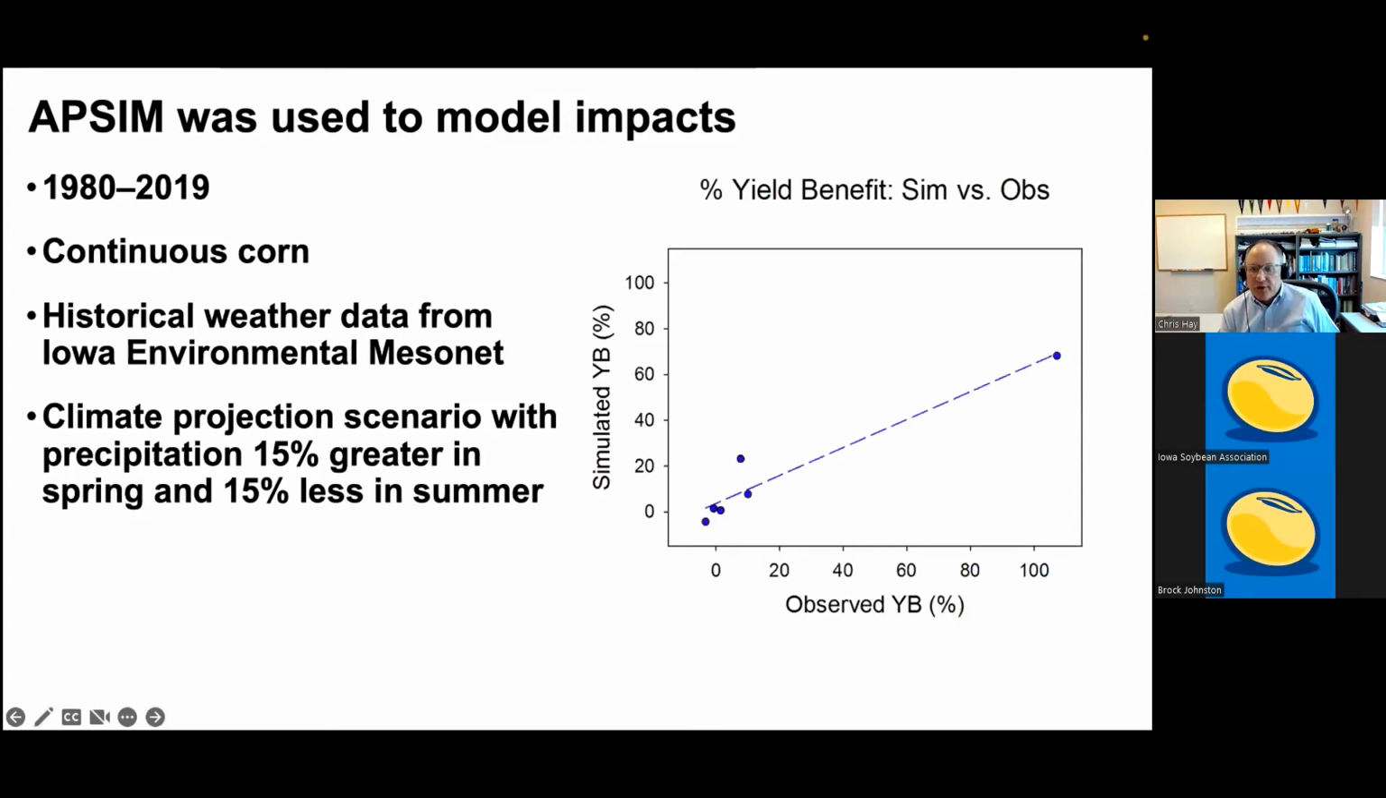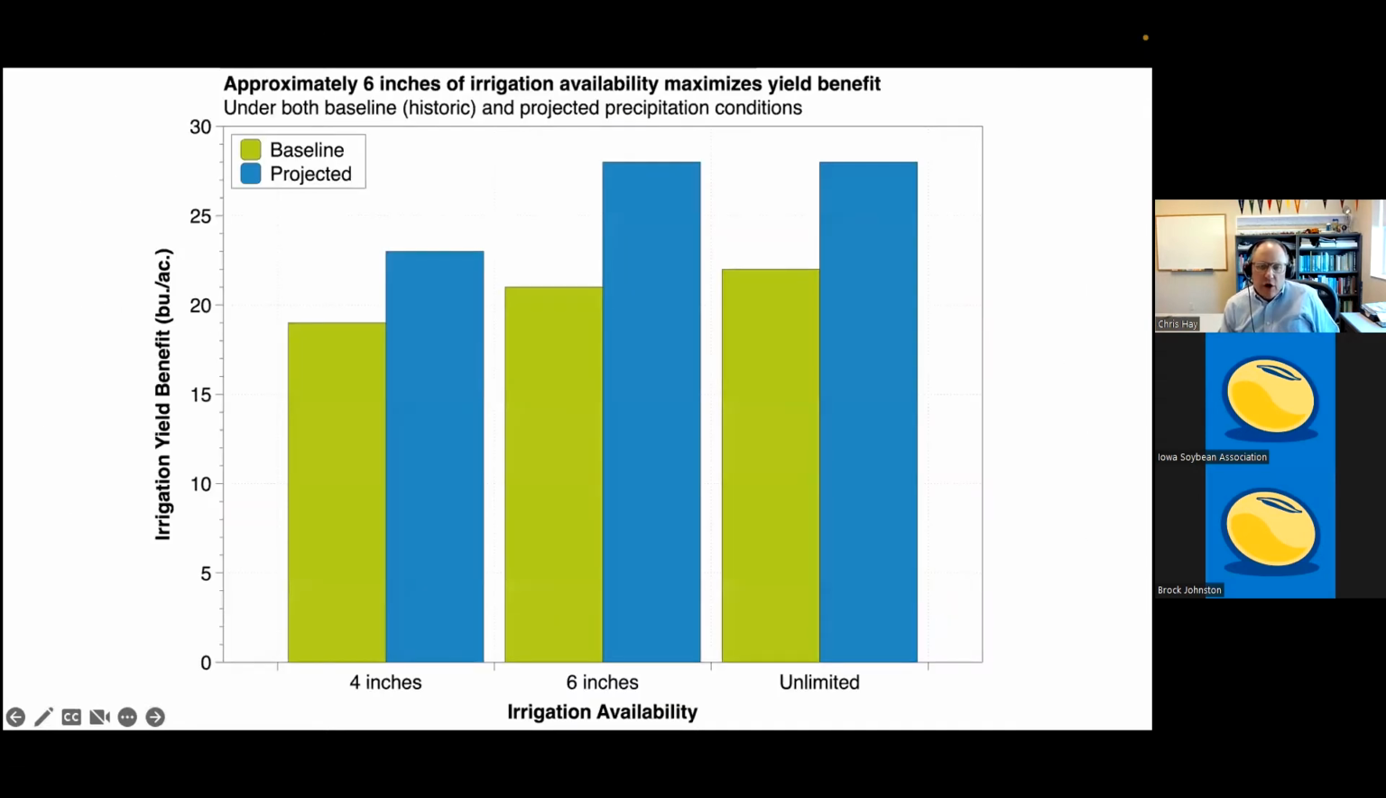And so we were able to fit that model so that the model gave us basically similar yields to what we saw in reality. And so that gave us some comfort that the model was working to give us an idea of what this might look like into the future. And so with that, we could kind of look at how much water would it take to realize the benefits of a drainage water recycling system. And so we looked at storage of 4 inches of water, 6 inches of water, and then if we had an unlimited irrigation water capacity.